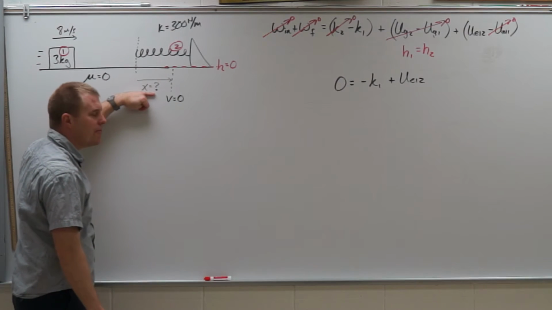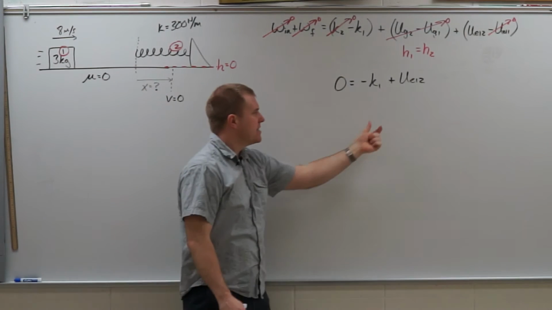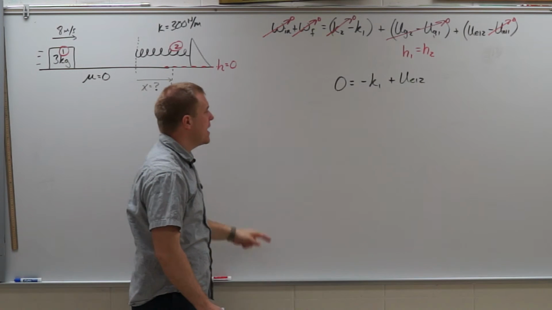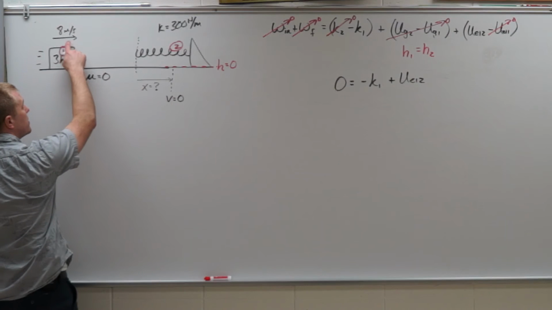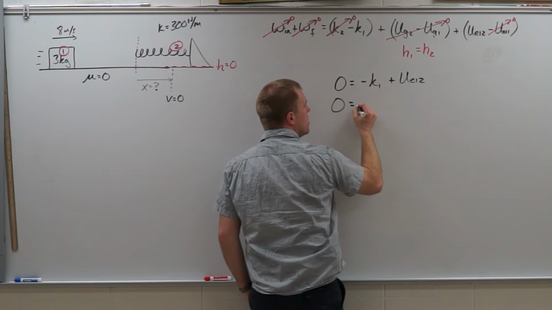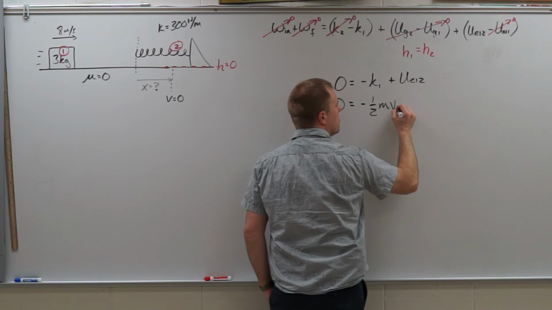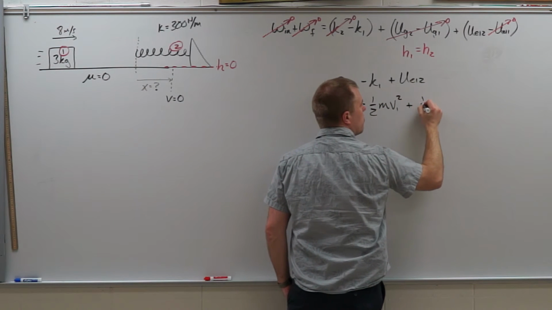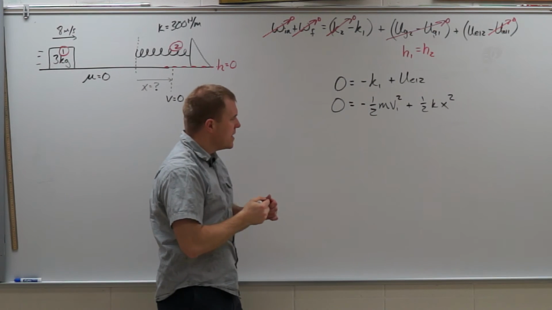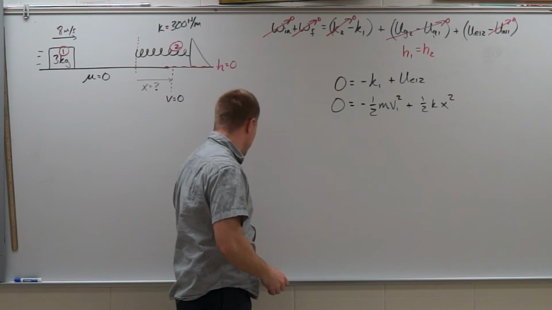Since I'm trying to find x, that's the compression distance, which is inside UEL2. Kinetic energy, I'm going to have to substitute there because I have speed and mass. So I'm going to make my substitutions. So I have negative 1/2 m v1 squared plus 1/2 k x squared. We're going to now solve for that x variable.